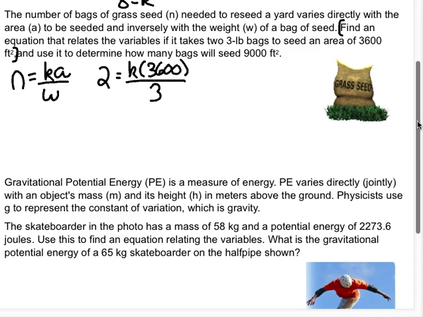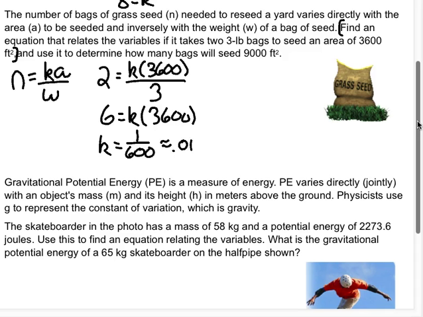So multiply the 3 over, so 6 equals K times 3,600. So 6 divided by 3,600, our constant of variation is 1 over 600, or that is the decimal 0.001666 repeating. For precision, I like the fraction, all right?